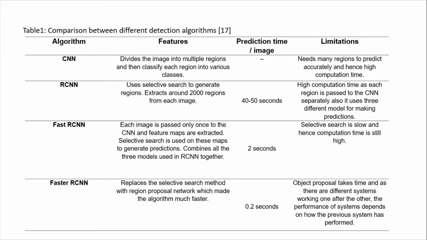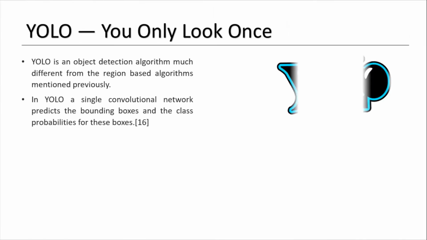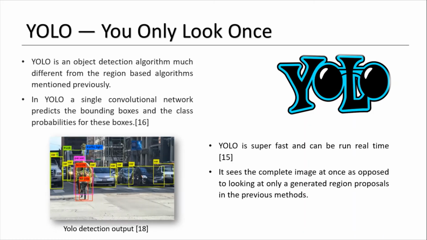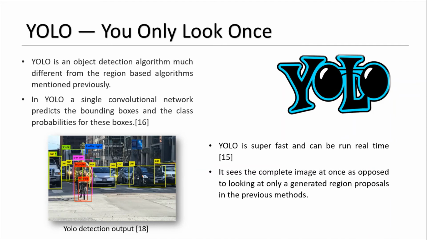Last but not least, YOLO, you only look once. YOLO is an object detection algorithm that is much different from the region-based algorithms mentioned previously. YOLO is a regression-based object detector. In YOLO, a single convolution network predicts the bounding boxes and the class probabilities for these boxes. YOLO is, by an order of magnitude, faster than other object detection algorithms. Its speed reaches 45 frames per second, which makes it a very good solution for real-time detection.